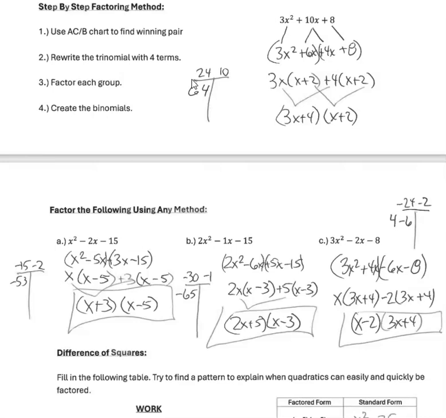You write the first term and the last term, but the middle term needs to be broken up into two different terms. The way we find out what those numbers are is by using our ACB chart. Once you have those, you group them, factor out what you can from the first one, which is just an x, leaving you with a 3x plus 4, and then factor out what you can from the next one, which is negative 2, leaving you with a 3x plus 4. And you end up getting two binomials, x minus 2 and 3x plus 4.